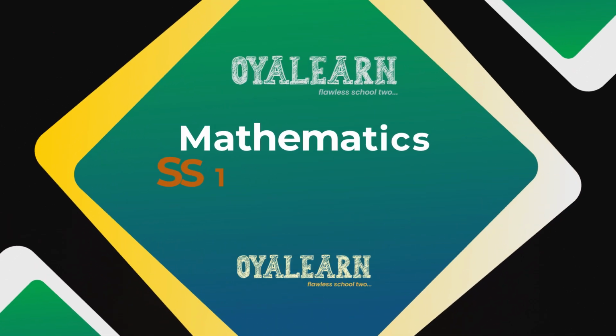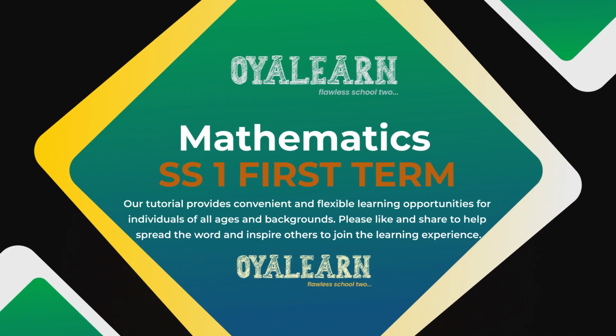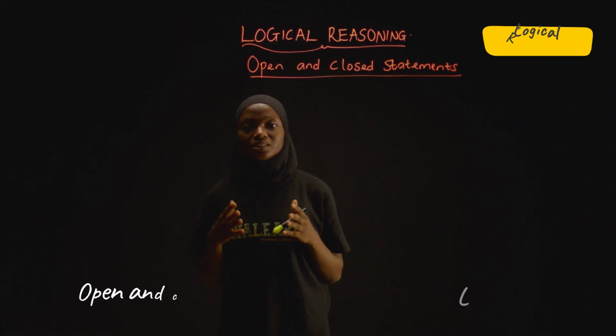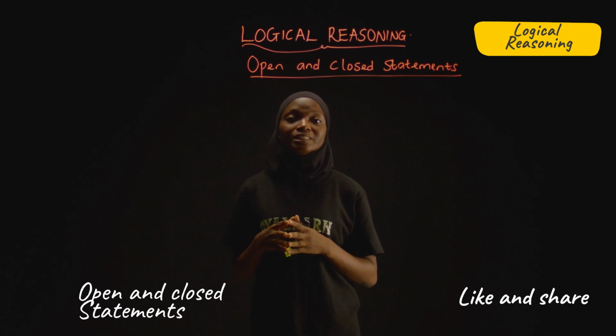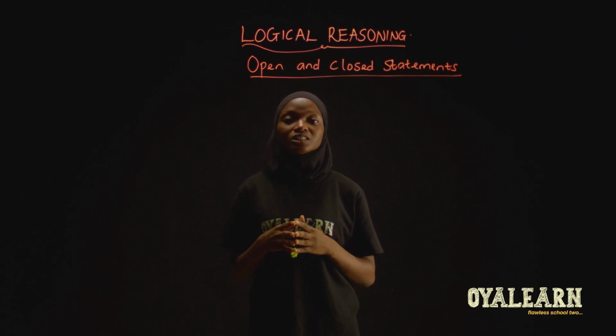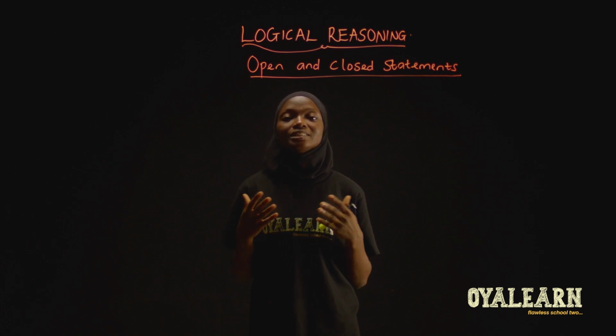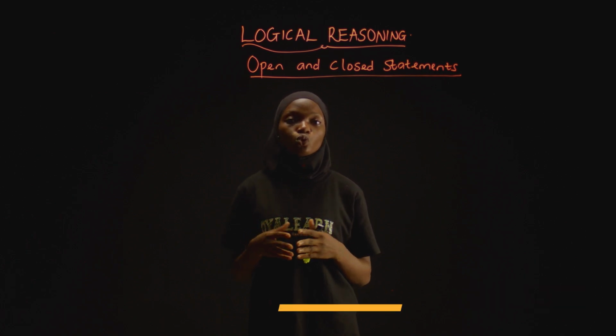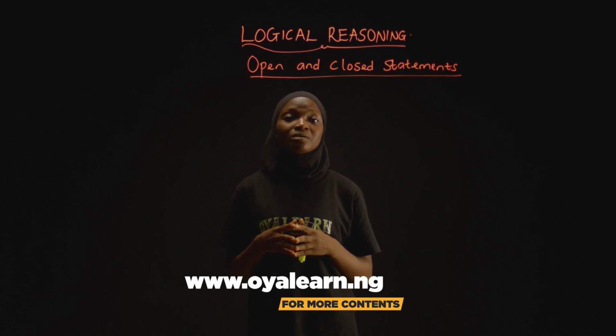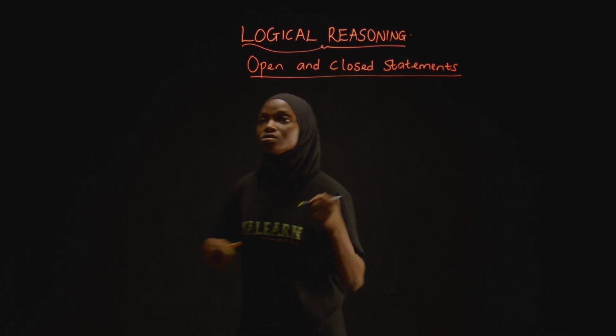Let's learn a category of statements. Here we'll be learning open and closed statements. What does it mean for a statement to be open? What does it mean for a statement to be closed? Now, a statement is open if we can determine whether it is true or false. But if you can't determine for sure if it is true or false, that means it's a closed statement.